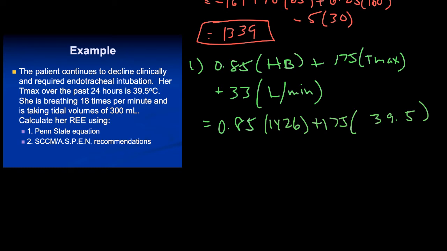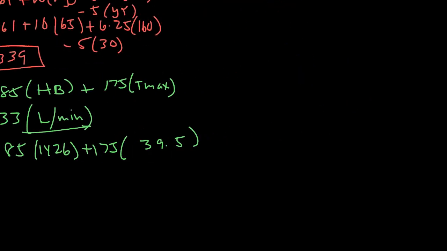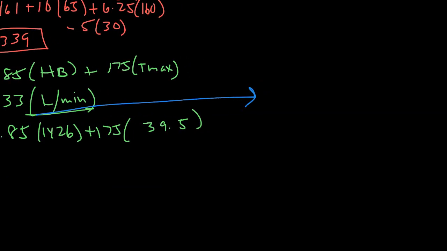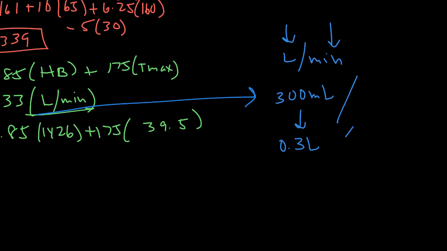So how are we going to get the minute volume in liters per minute? Well, I'll show you on this side. So she is breathing 300 milliliters, and you want the units in liters per minute. So you're going to have the volume on top and the number of times per minute on the bottom. So we're going to do 300 milliliters, which is equal to 0.3 liters, over, now how do you get the minutes?